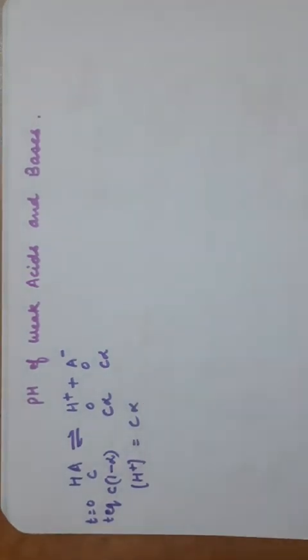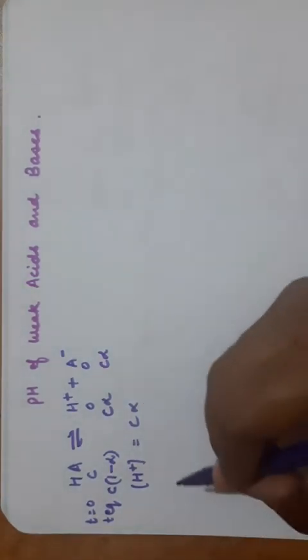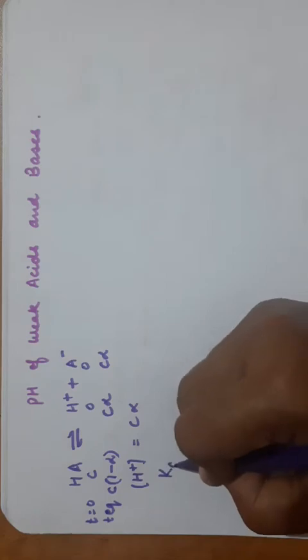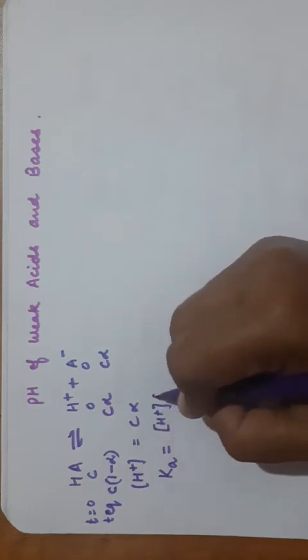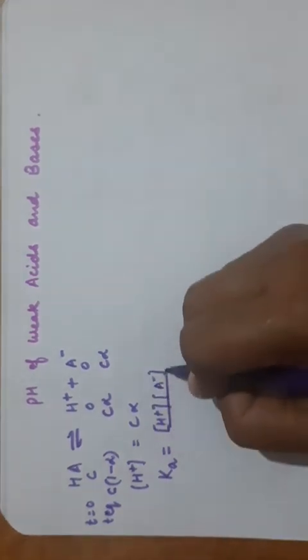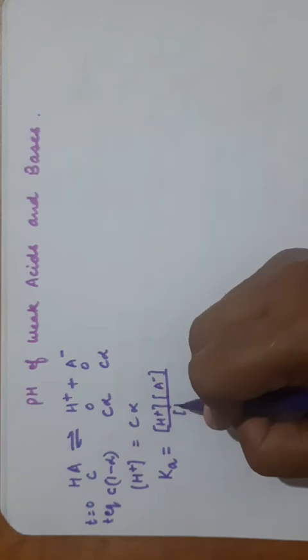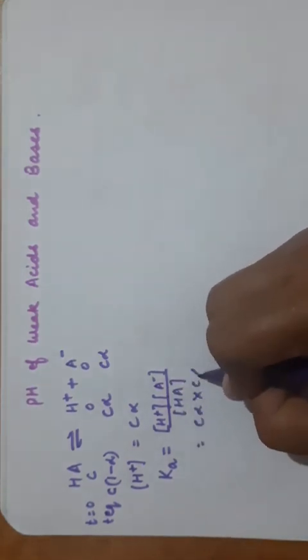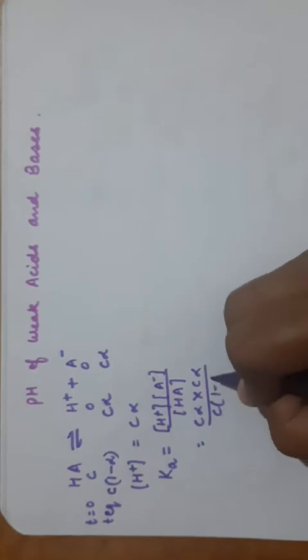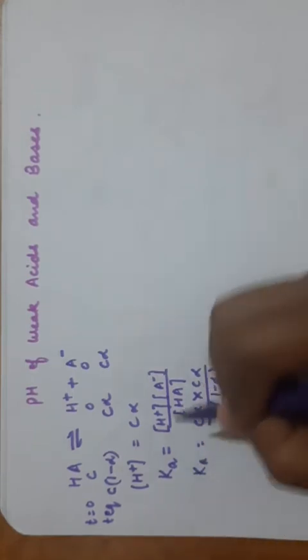Now you have to substitute the value of alpha here. How to find the alpha? Ka will be given to you in the question. Ka will be equal to concentration of H plus, concentration of A minus, products upon reactants. Clear? Now you can write C alpha into C alpha upon C(1 minus alpha). It is equal to Ka.